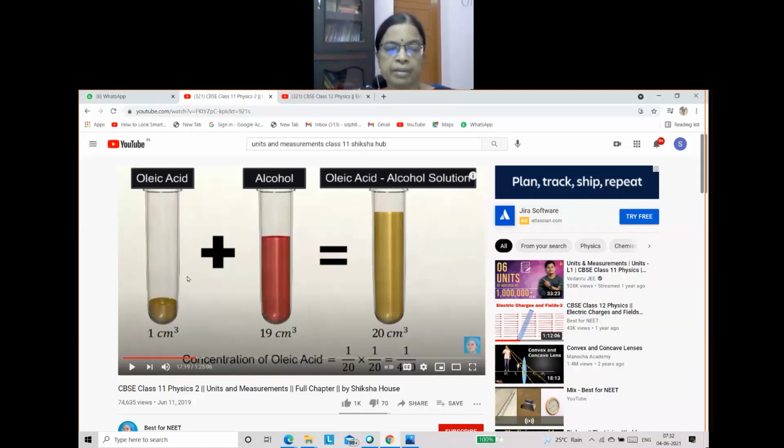Now, what is the concentration of oleic acid in that? Already it is 1 by 20. In this 1 by 20 centimeter cube, oleic acid only is there. Again it is diluted: to make it 20 centimeter cube, 19 centimeter cube of alcohol is added, and we made another diluted solution. And what is the concentration of oleic acid in that? Children, can you tell anyone? Now what is the concentration of oleic acid? 1 by 40. 1 by 20 itself.